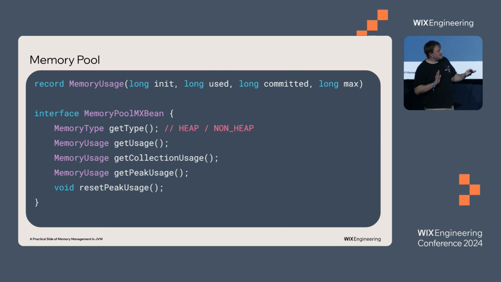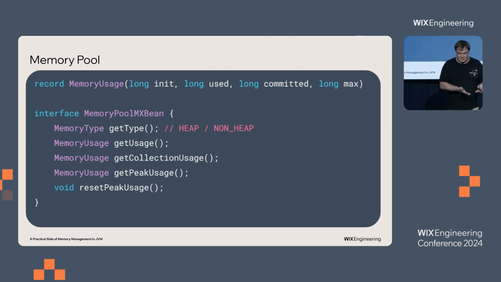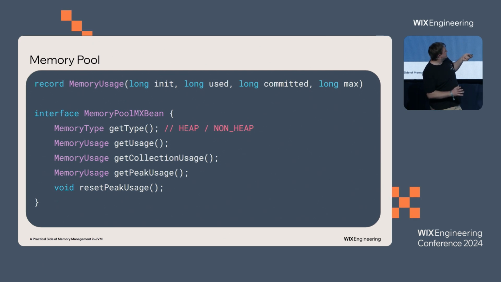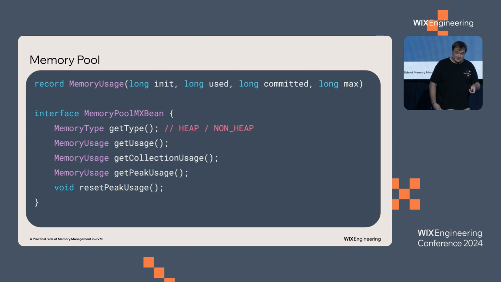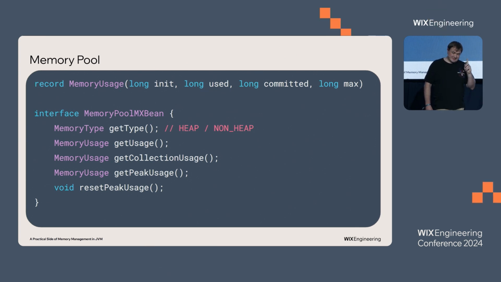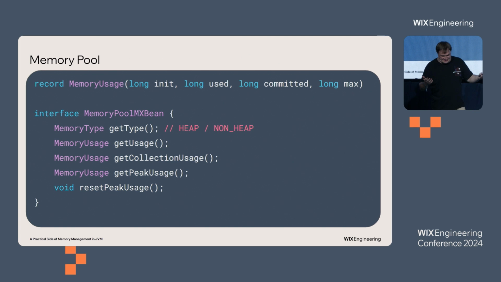Okay, let's see what MemoryPoolMXBean provides, which data we can get from it. So getUsage, this is the current usage of the memory pool. getCollectionUsage returns usage of the memory after the last garbage collection, which is not very useful because, for example, for young generation, it will usually return 0 because usually we empty the entire young generation.